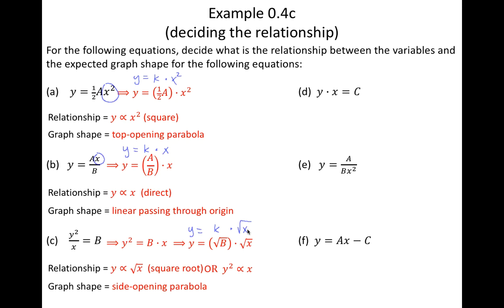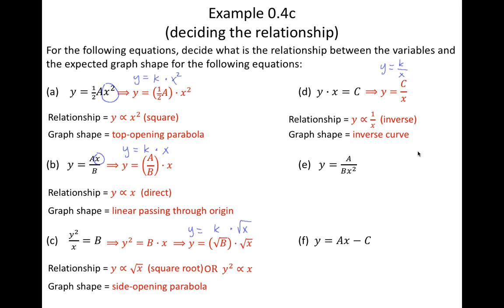For part D, we want to notice that we have a product of y and x, as opposed to a ratio that we saw in part C. Whenever you have a product equaling a constant, that's a signal that you have an inverse relationship. We can rearrange this equation to solve for y, and now you can see that we have our general form for an inverse relationship where y is equal to our constant k divided by x. So this is an inverse relationship, and the graph shape associated with this relationship is an inverse curve.